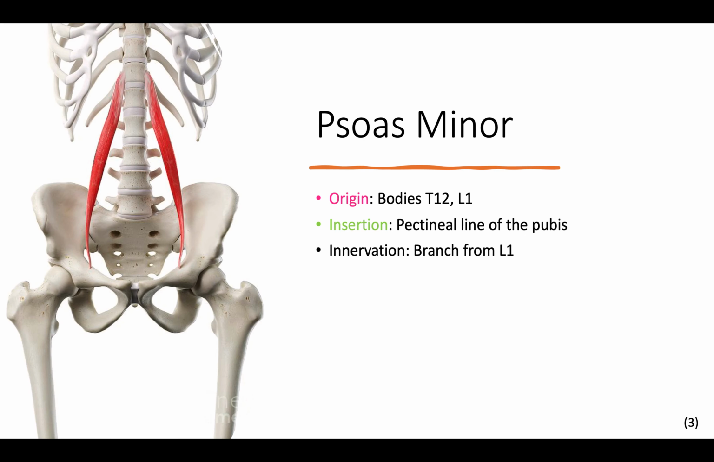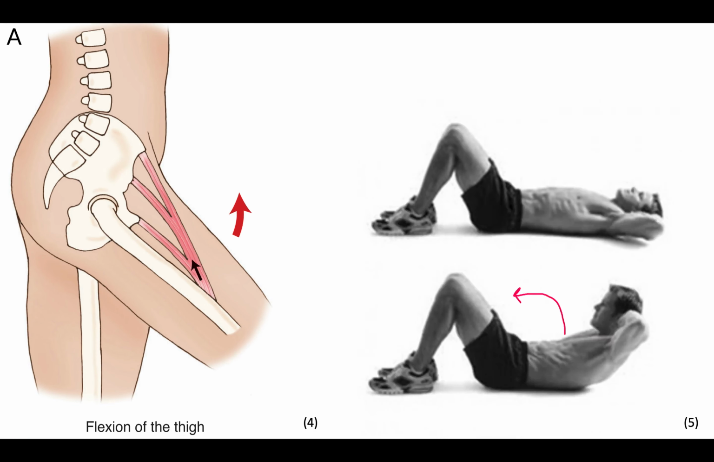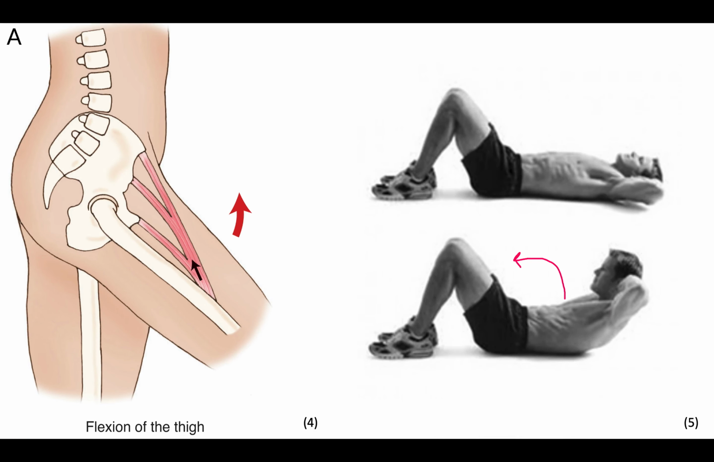The psoas minor originates from the vertebral bodies of T12 and L1 and inserts on the pectineal line of the pubis. It's innervated by a branch of L1. The iliopsoas acts to flex the thigh and to flex the trunk of the body. The psoas minor also helps with flexion of the trunk, but it's a weaker muscle.